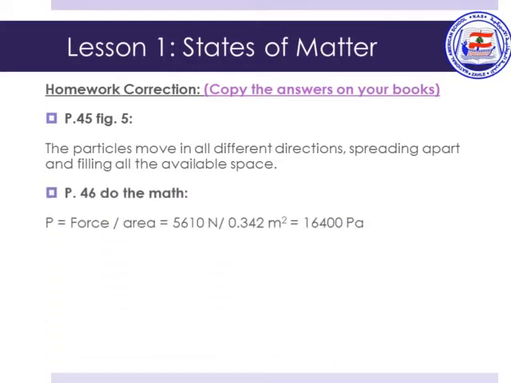On page 46, do the math. You have to calculate the pressure of a gas that exerts a force of 5,610 newtons on an area of 0.342 square meter. So to calculate the pressure, we have to divide the force by the area. By dividing them, we get 16,400 Pascal.